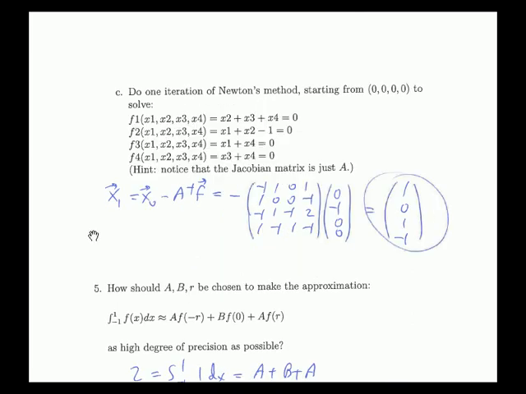And the rest of the Chapter 7 problems are almost the same as what we've already seen, except this one's a little bit different. It says do 1 iteration of Newton's method starting from 0, 0, 0. This is a system of 4 equations and 4 unknowns. Starting from 0, 0, 0, 0, so there's a 0, 0, 0, 0 vector there, minus the Jacobian times, well, you plug in all zeros and you get 0, minus 1, 0, 0.